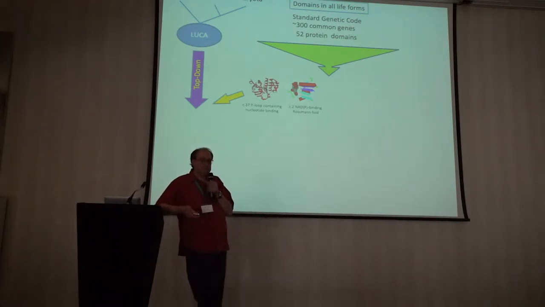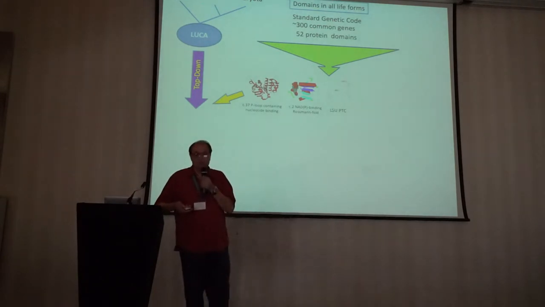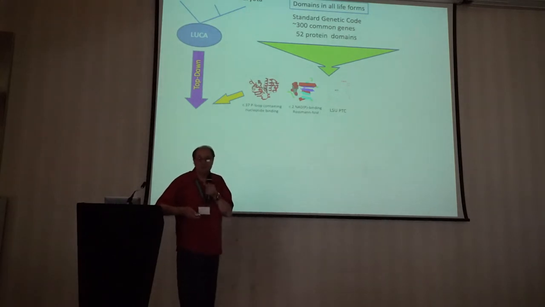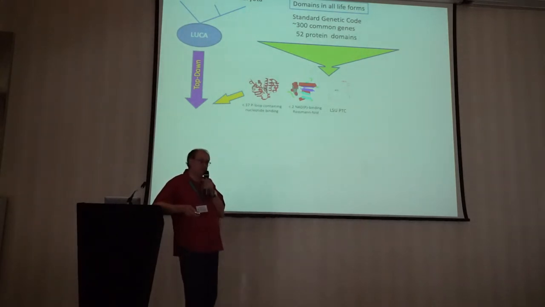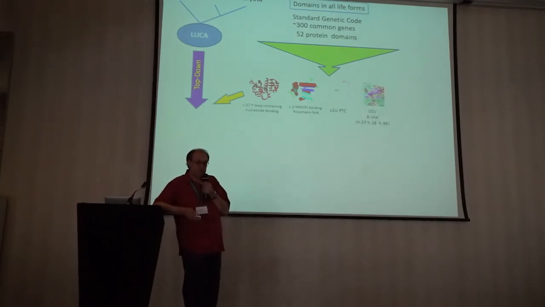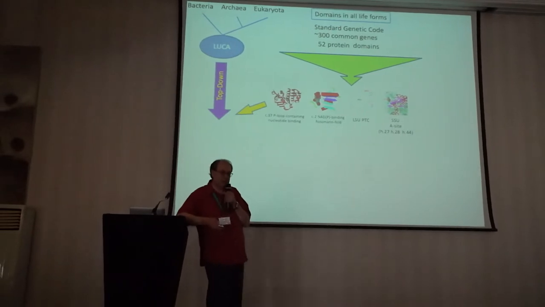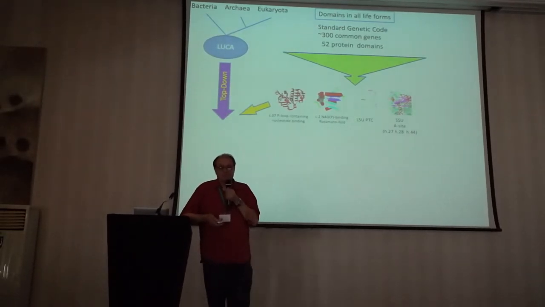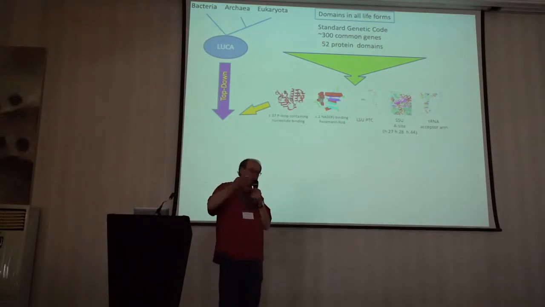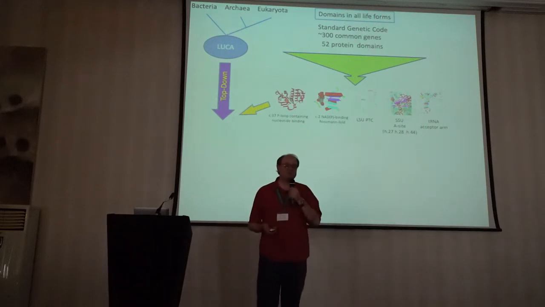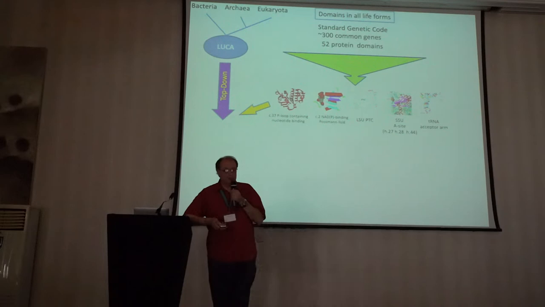And also the very first RNA structures are the PTC, the peptidyl transferase center from the large subunit of the ribosome. Also, some helices within the A sites of the small subunit of the ribosome. And this is also thanks to the research of Loren Williams that he just talked about. And also we know that the tRNA is among the very first that emerged in life.